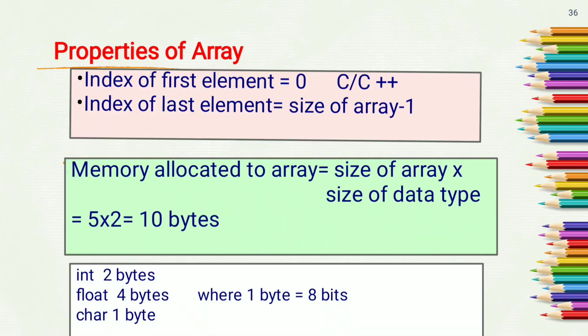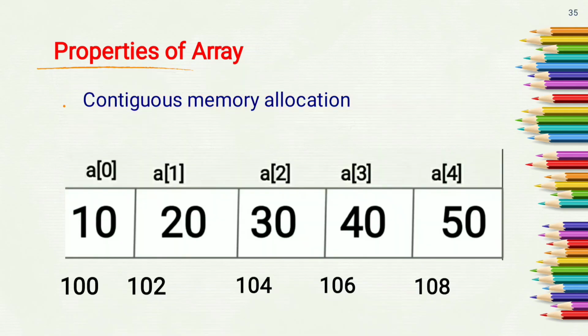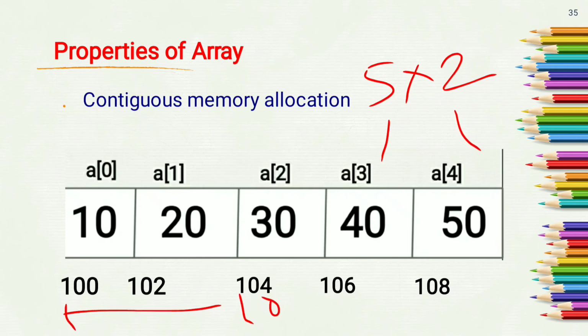The second property of array is that the index of the first element is equal to 0 in C++. So the index of the last element will be size of array minus 1. If the size of the array is 5, then the index of the last element will be 5 minus 1, that means 4. And the memory allocated to an array equals size of array into size of data type. So how many bytes of memory will be allocated to the array? If the array is of type integer and has size 5, then 5 into 2. 5 is the size of the array, 2 is the number of bytes required to store an integer variable. So it will become 10 bytes, so 10 bytes of memory will be allocated to this array.